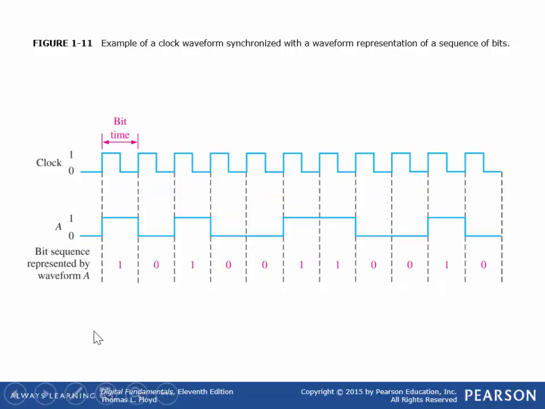This is an example where here's our clock, and here we've got 1 0 1 0 0 0, where we're having a serial bit string. That goes back to what we were talking about right there.